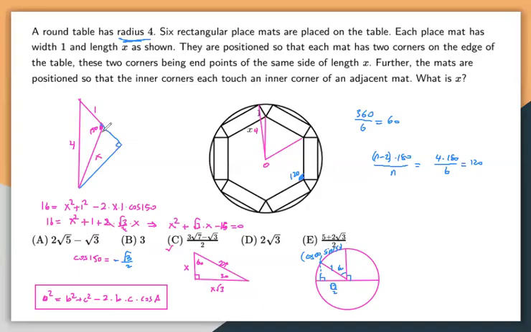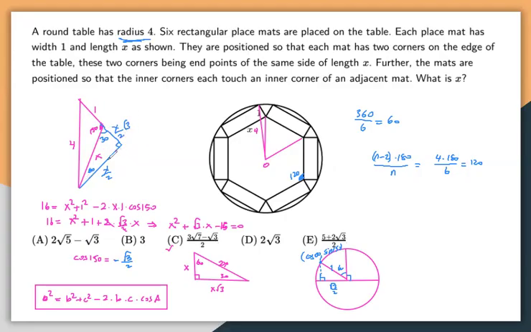So the reason why I'm doing it this way is because the 150 will make 30 degrees outside, so we can have a 30, 60, 90 triangle. So the side opposite the 30 degree angle has to be half of this number, so that will be x over 2. And then this side will be x over 2 times root 3.